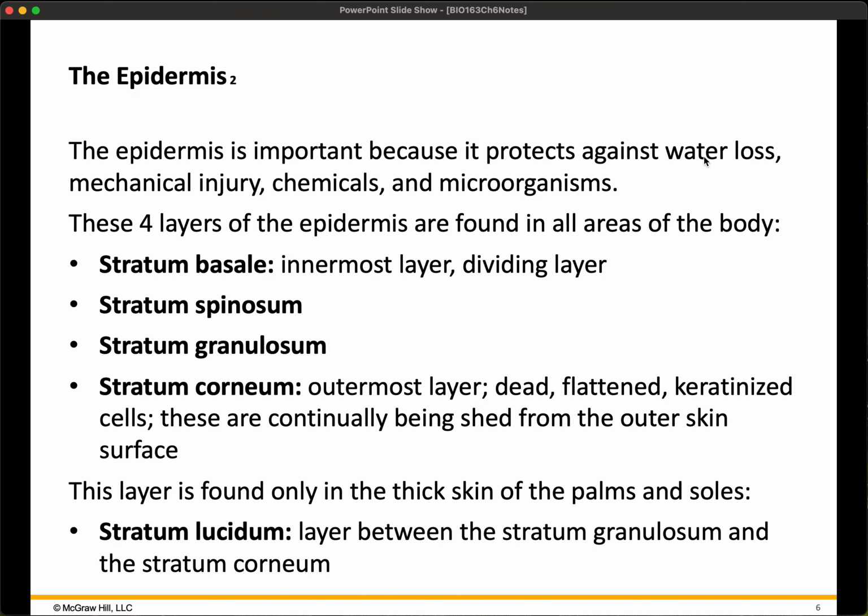Water loss, by preventing dehydration, providing this kind of water-resistant barrier all over our body. Mechanical injury, so again, if you just have a light scratch on the top of your skin, it probably won't bleed. Those cells slough off, and after an hour or so, you probably can't even see the scratch anymore, because that's how rapidly these cells start to divide.